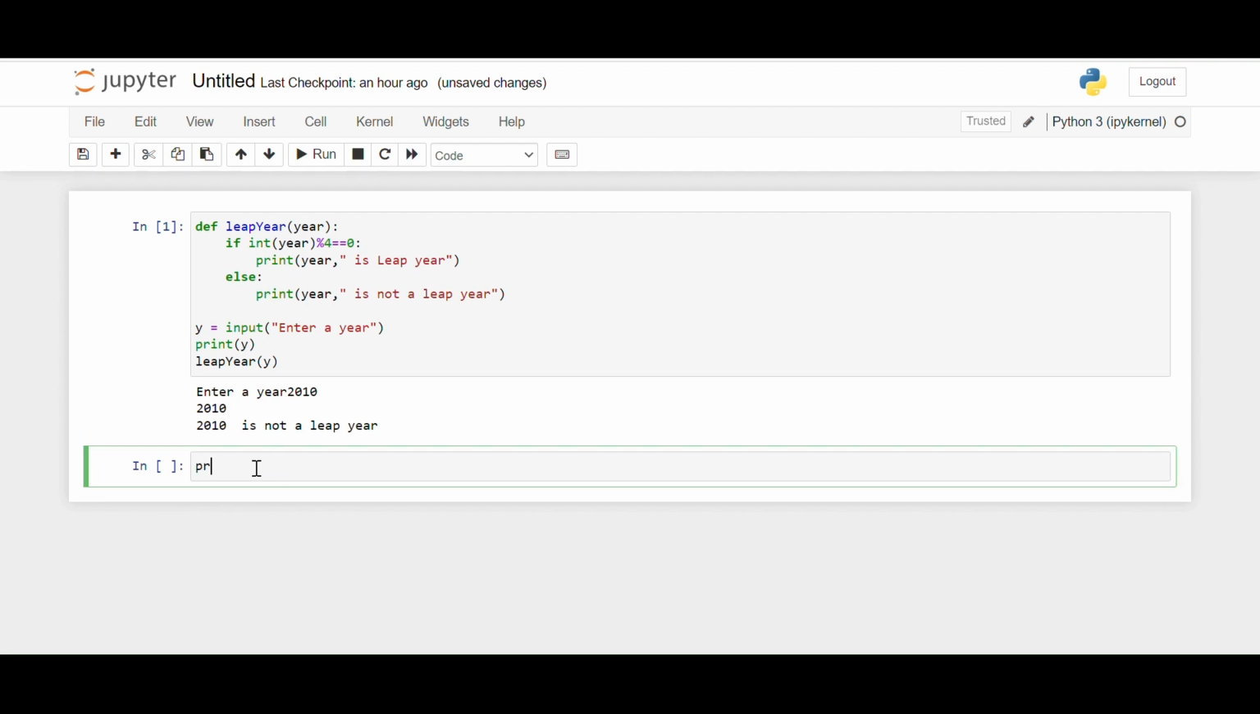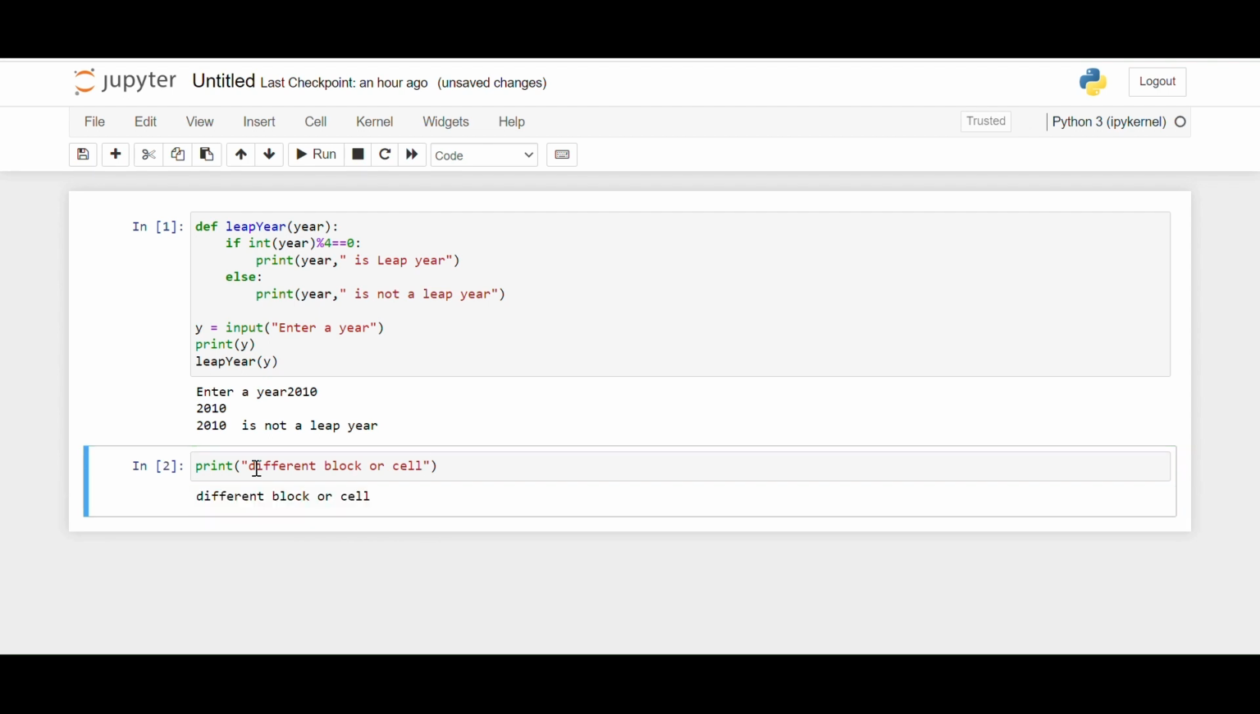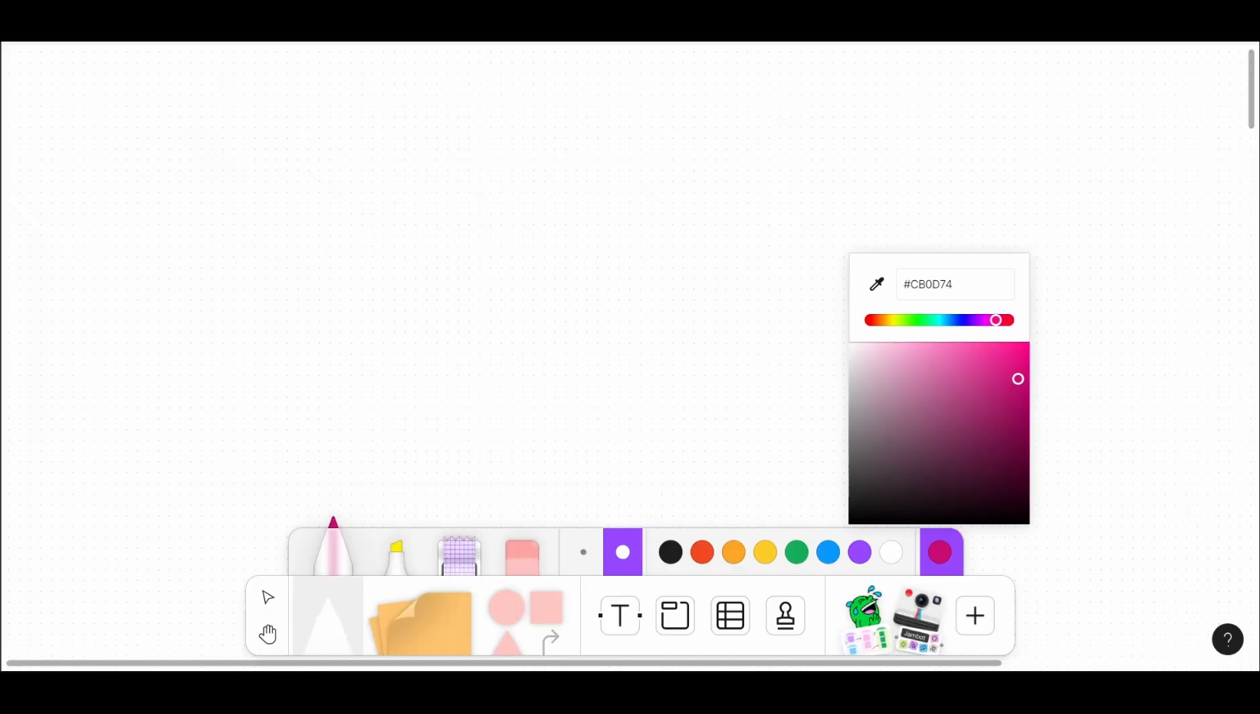But what is the difference? Let me show you. I'm writing a small code in another cell. As you see, there are two cells in two different colors. I'm running the second cell. It would not give me the output of the first cell, because each cell gives its individual output.